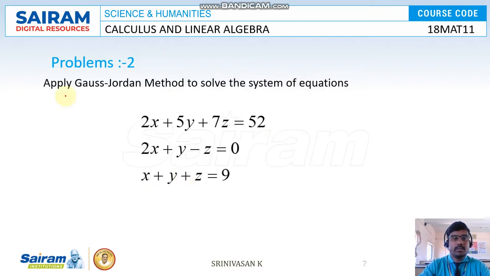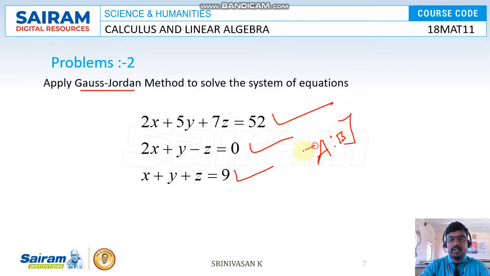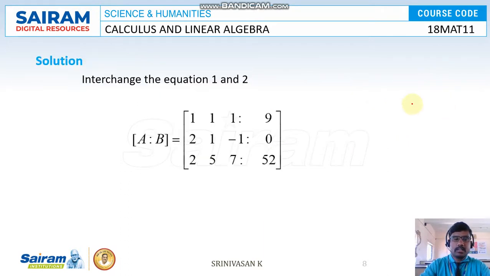So next problem, this is also Gauss-Jordan method to solve the equation. This is the first equation and this is the second equation. This is the third equation. Just to collect the augmented matrix A and B. After you have to make the upper triangular matrix and also the lower triangular matrix. Okay. So A and B.